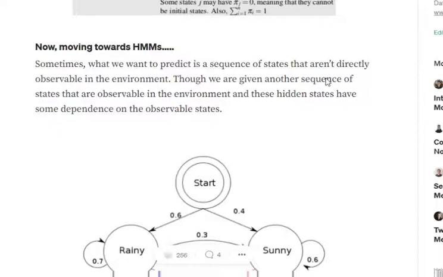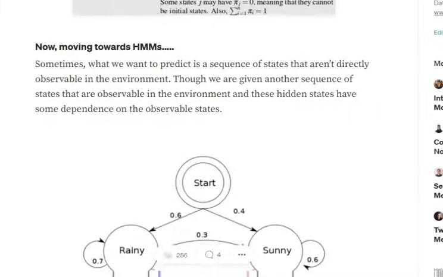In the last video we saw what Markov chains are. Now we'll move on to HMMs, that is hidden Markov models. These are a very crucial topic in data science, and some crucial algorithms use hidden Markov models in the implementation. So let's understand what hidden Markov models are.